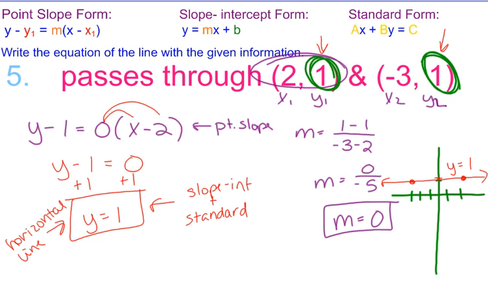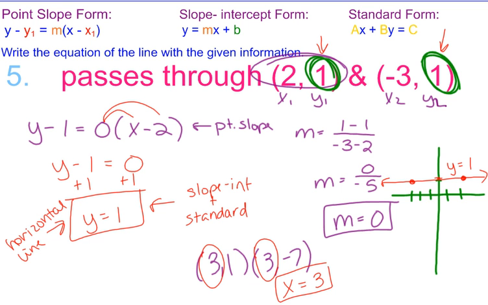Now, what else you'll see with this is what if my x values are the same? Let's say they gave me the ordered pairs 3, 1 and 3, negative 7. X values are the same, they're both 3. So then instead of it being a horizontal line, it's a vertical line. So my equation for this would be x equals 3. And you'll run into both types.